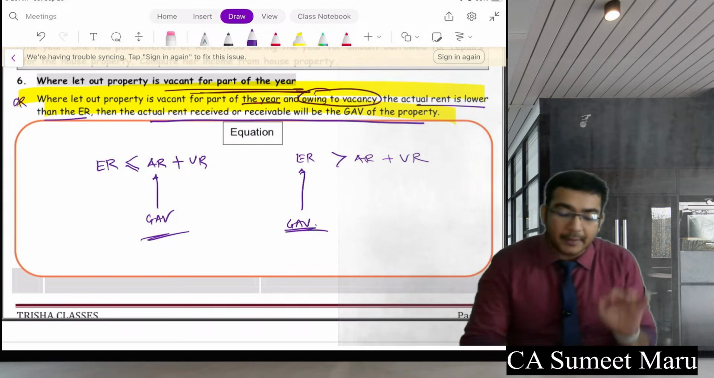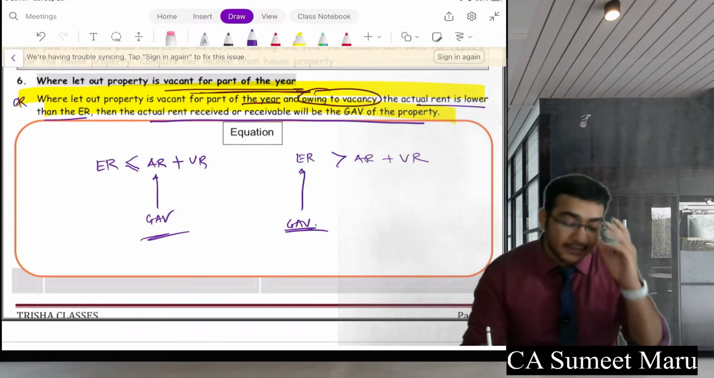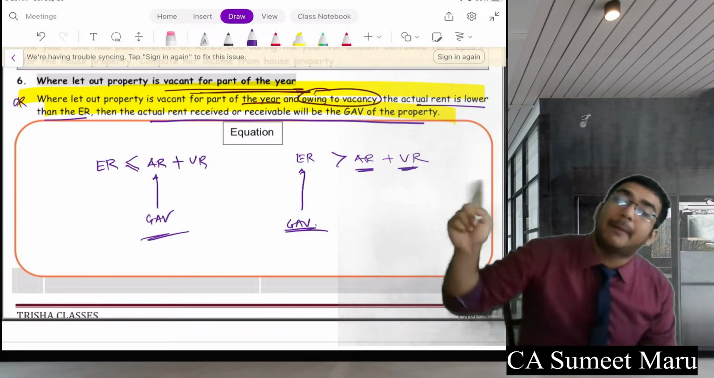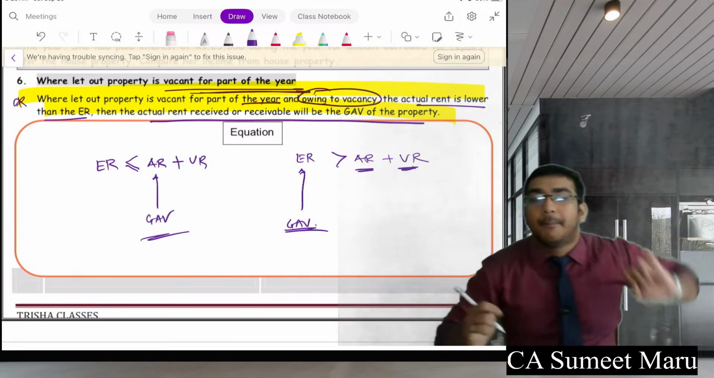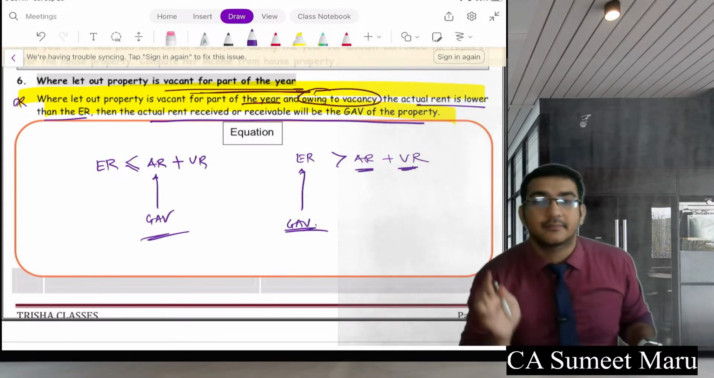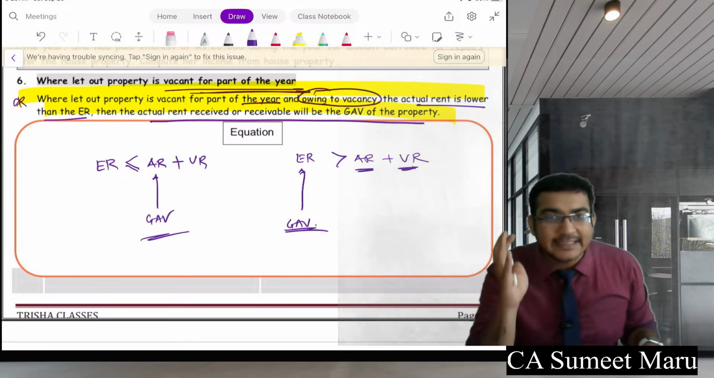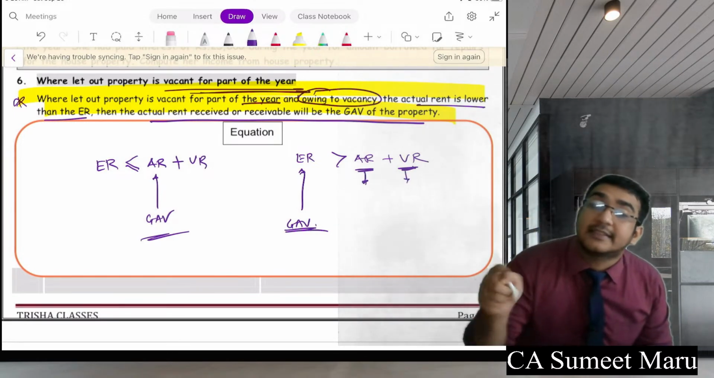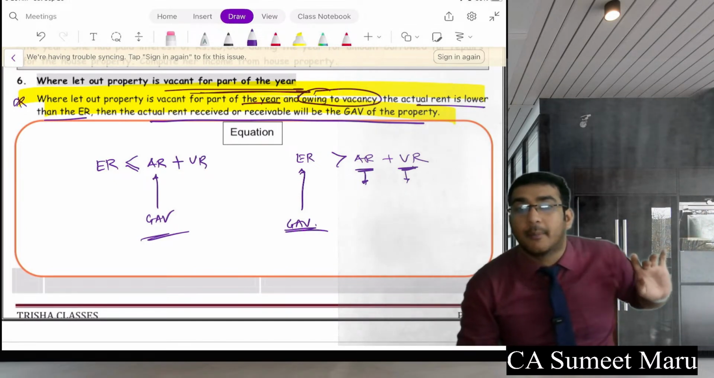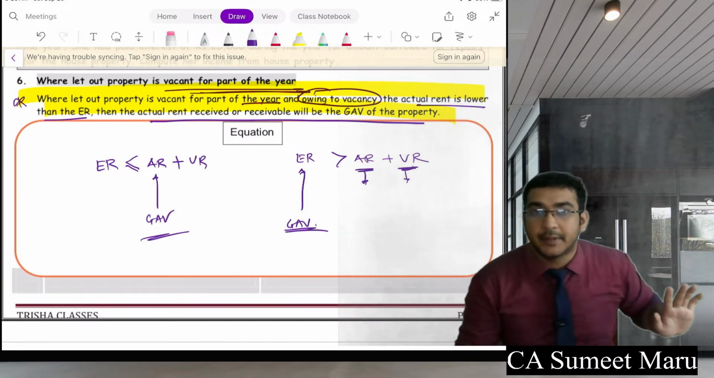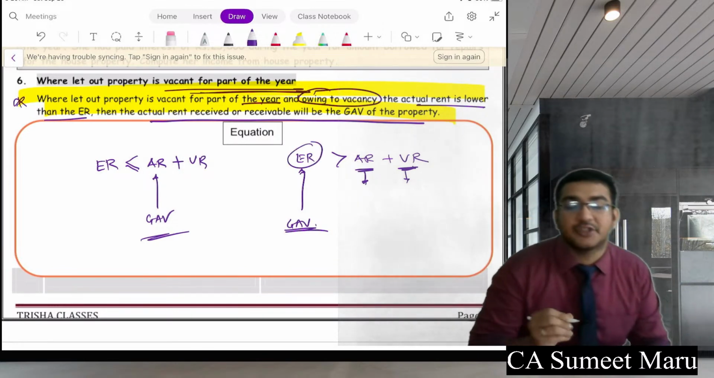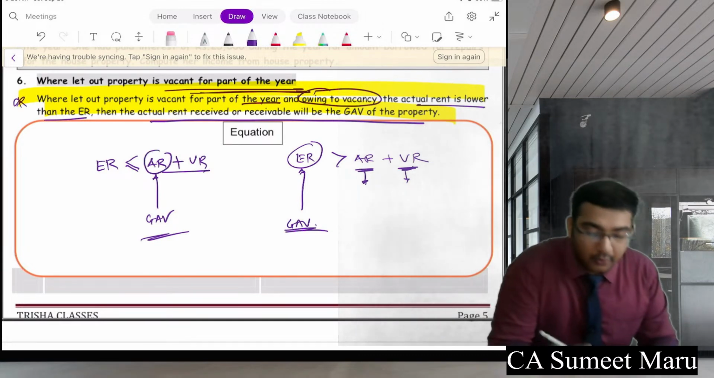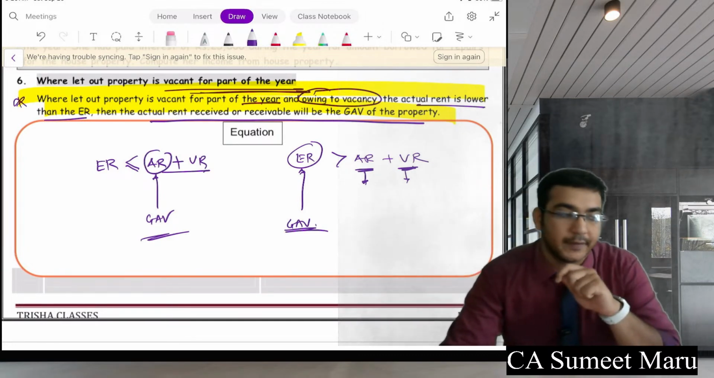Now see what the government wants to say, the intention behind this. Government is saying that even after adding vacancy rent to your actual rent, the theoretical rent is more, meaning something is wrong. Are you understanding the situation? Actual rent what you are receiving, vacancy rent what you could have received, still your expected rent is more. It means there is some problem here. So in that case, we will take expected rent as your GAV. But if these two are greater, in that case, we will take only the actual rent as your GAV. Everyone clear?